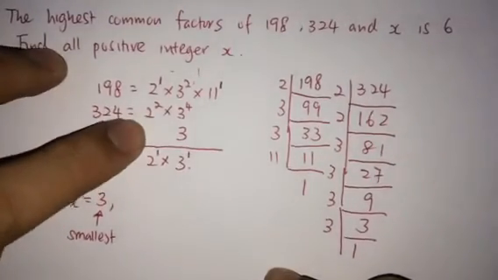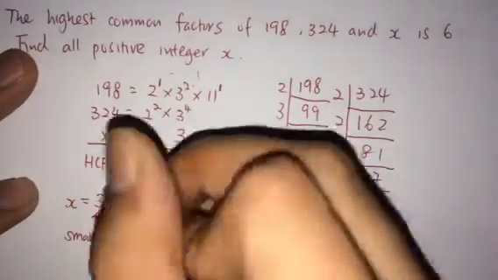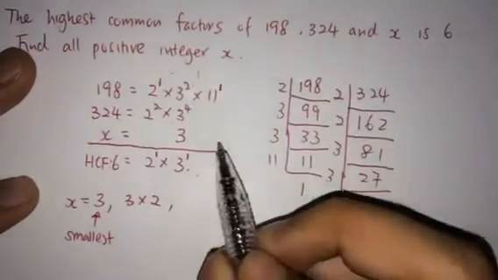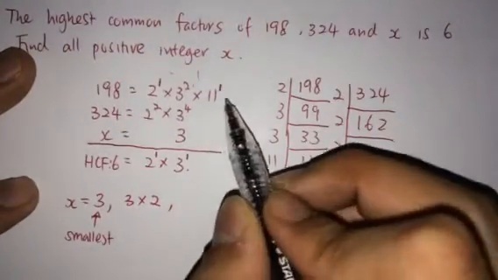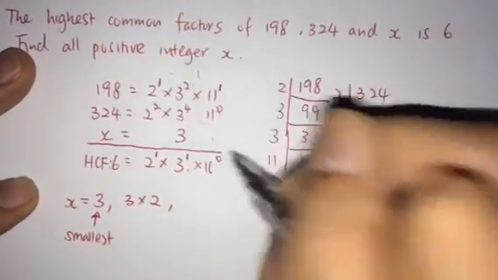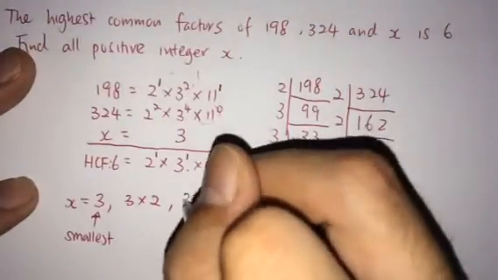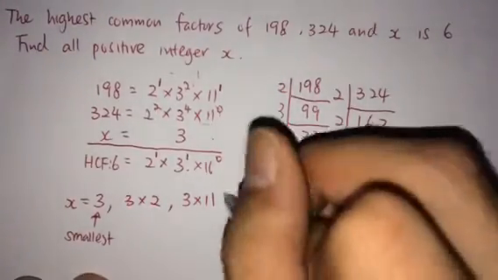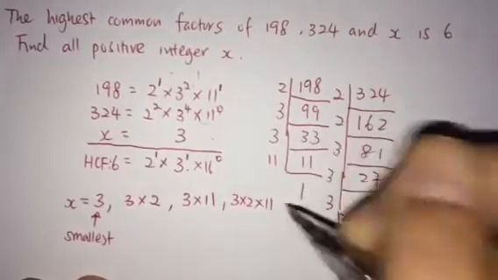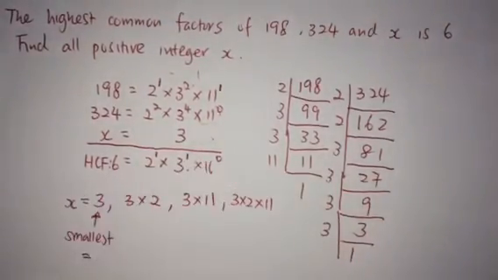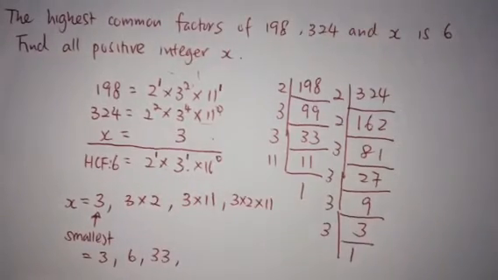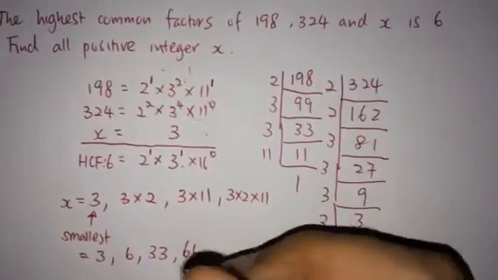Now we can have a 2 here, it doesn't affect the consequence at the back, so another possibility will be 3 times 2. And we can also have 11 here, which does not have any effect as well, since we have an empty space here, which is 11 to the power 0, so it doesn't change anything at all. So another possible value will be 3 times 11. And of course, the last possible value will be 3 times 2 times 11. Evaluating this, we have 3, 6, 33, and 66. These are all the possible values of x.